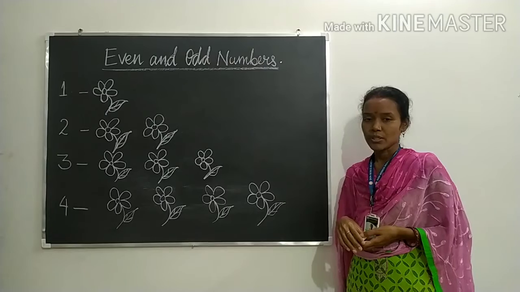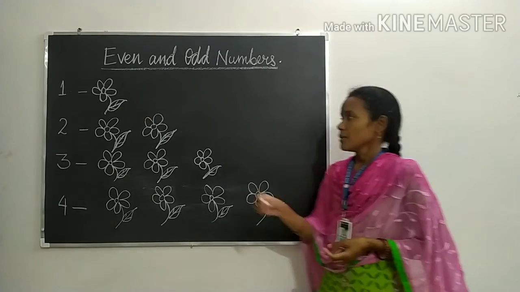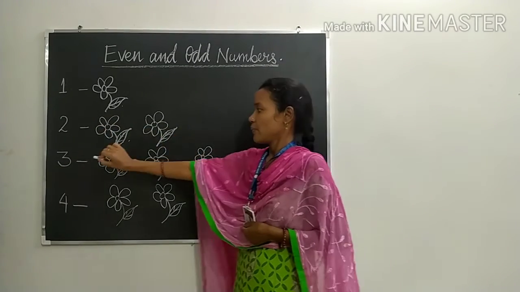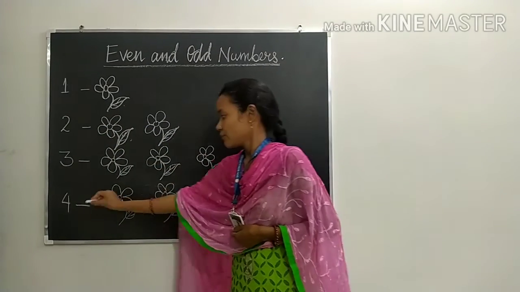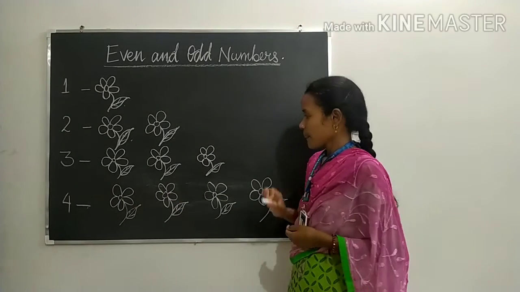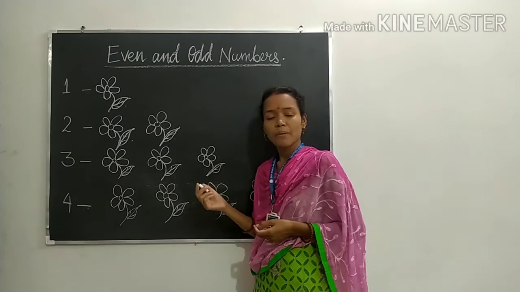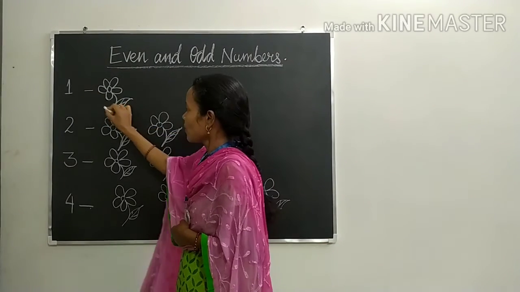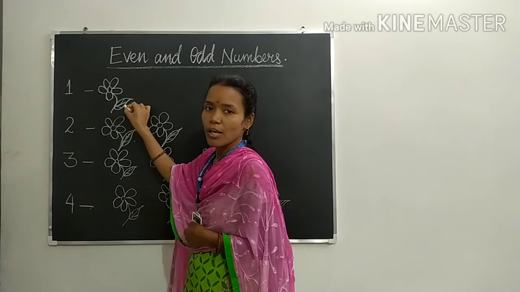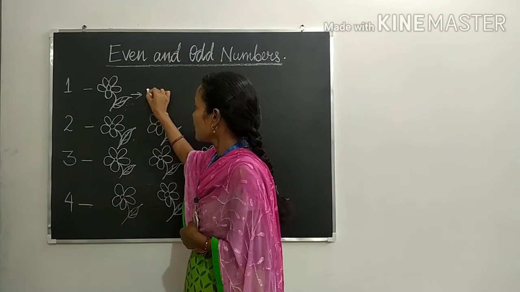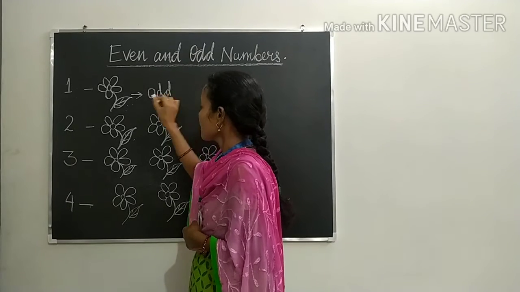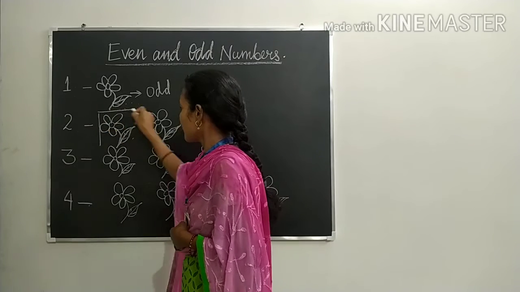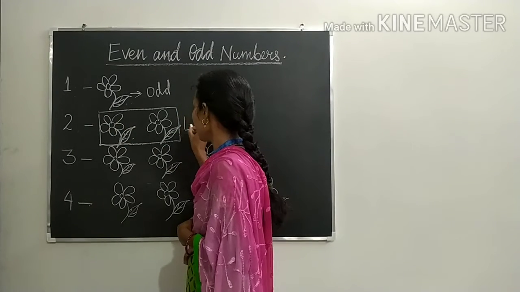Here I have drawn some pictures with the numbers. Number one with one flower. Number two, two flowers. Number three, three flowers. And number four, four flowers. Okay? Now, can we make pairs with these flowers? Let's try. Here, number one, we cannot make a group of two. It is all alone. So, it is an odd number. Number two, it is already in a group of two. We can make pairs. So, it is an even number.